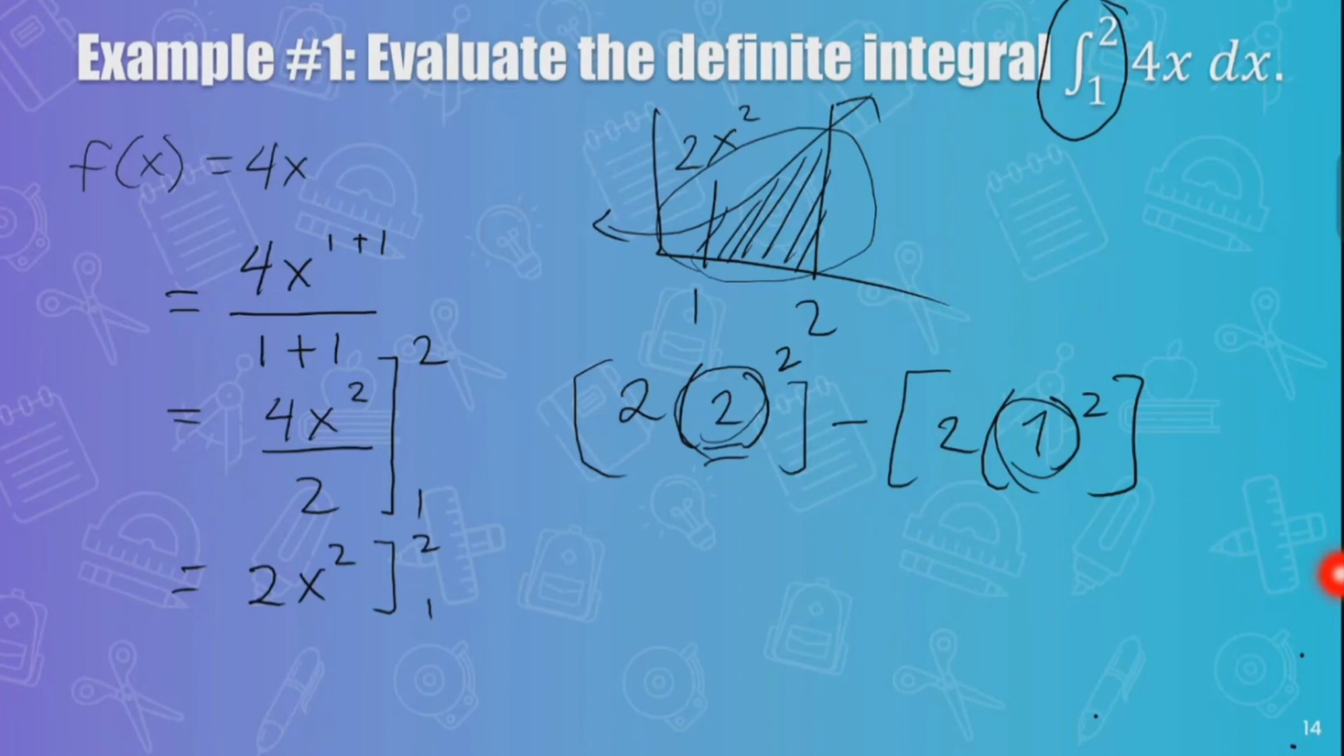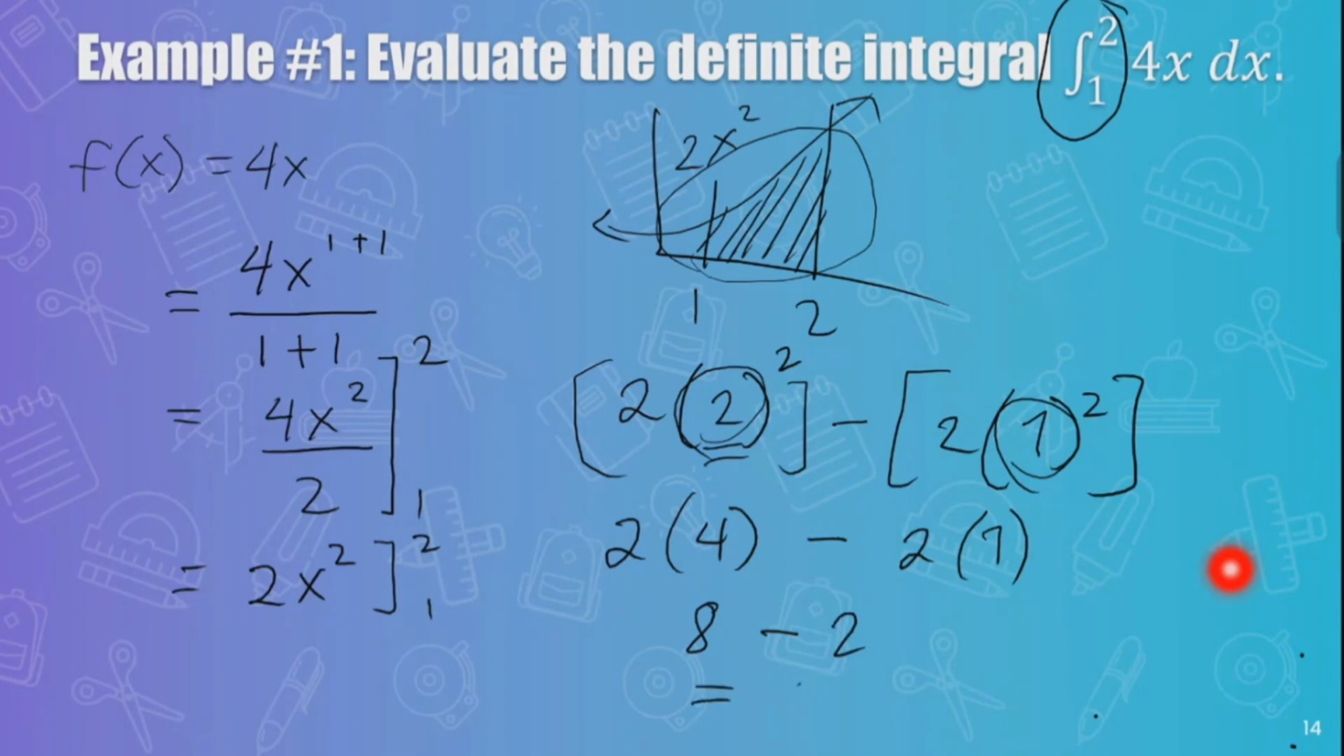So now let's simplify yung ating expression. Okay? So 2 squared is 4 minus 1 squared is 1. Right? 2 times 4 is 8 minus 2 times 1 is 2. And 8 minus 2 is 6. So therefore, 6 is the definite integral of this function. Okay? Maliwanag po ba, STEM B?